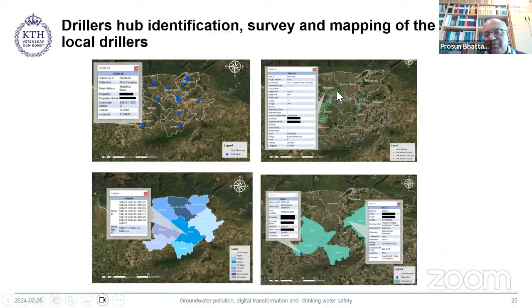So here we have the different wells. What you see here are the different drillers' intervention areas. Each of these local drillers normally works in these areas. These are based on individual surveys, and all these surveys were made through Google documents.